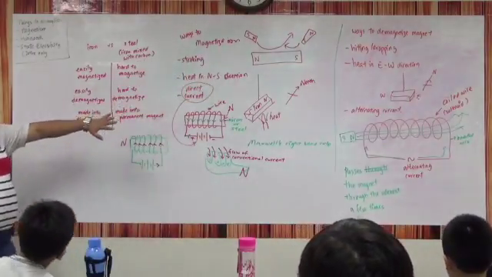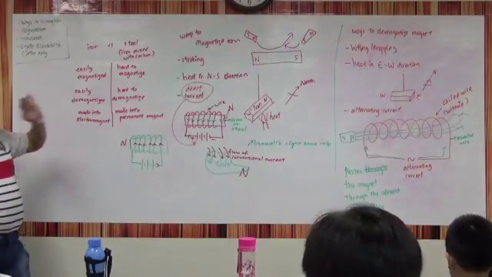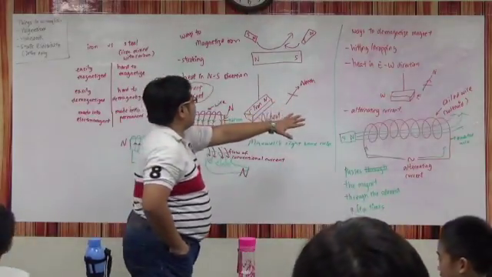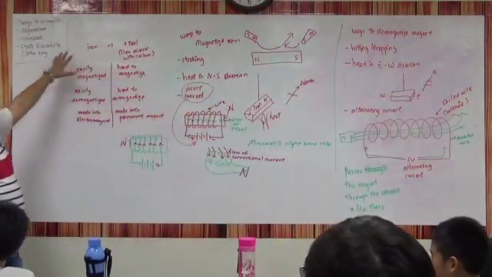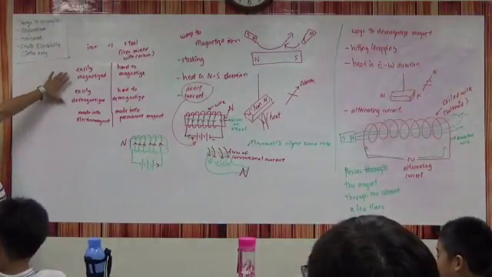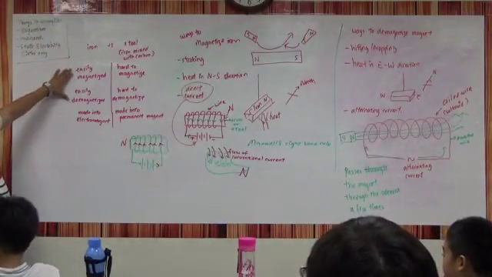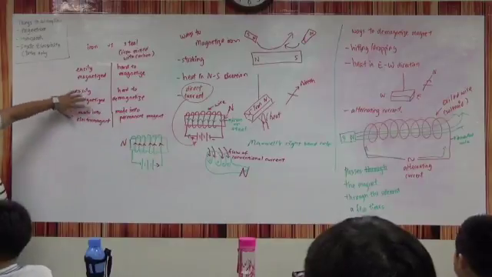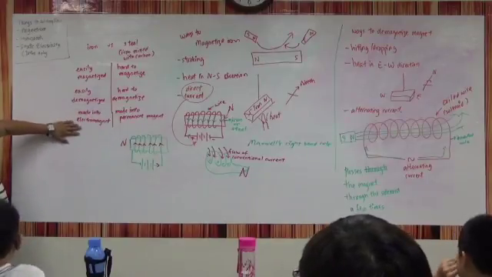Anyone has any questions? So these are the ways of magnetizing and demagnetizing. And we can see the difference. Iron is easily magnetized and easily demagnetized, so it is made into an electromagnet. There's a reason for that.